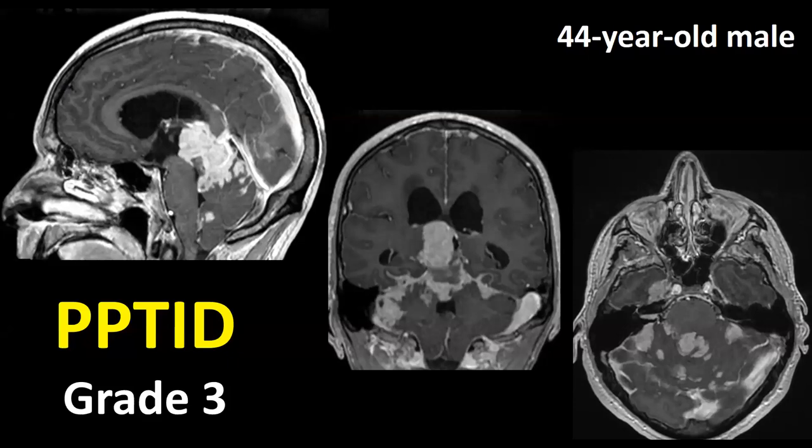stage. Okay, so 44-year-old male, PPTID, dissemination. It's a minority of the PPTIDs. It absolutely does occur. Here's an example, aggressive therapy. Everyone like that? And now you know the age range.